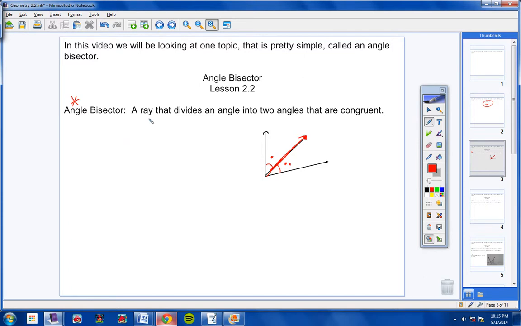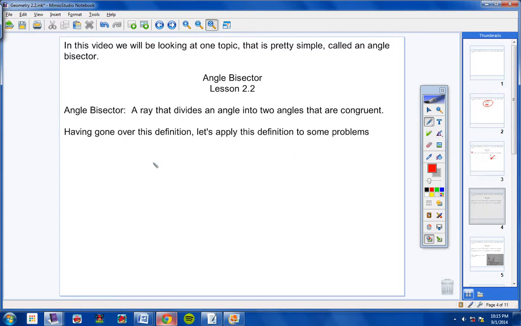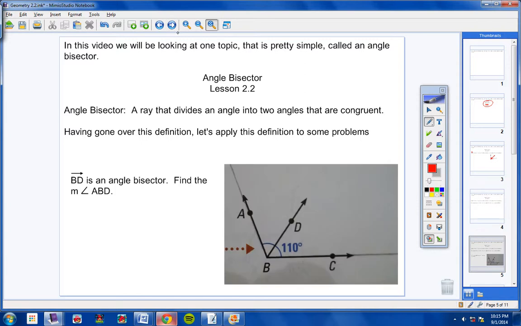So with that in mind, let's move on to some problems now. Having gotten over this definition, let's apply this definition to some math problems. So here we go. I would like you to copy this in your notes, so go ahead and write this down, please. Ray BD is an angle bisector. Find the measure of angle ABD.